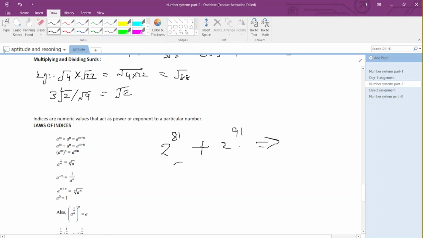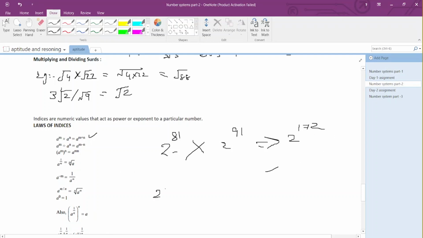So let's change the sign. Even for minus we don't have a formula, so let's change to multiplication here. Now if you see the indices, it matches a power m into a power n, right? So then how can we solve this? a power of m plus n, which means 81 plus 91, which is 172. Like this you can solve by using all these formulas.